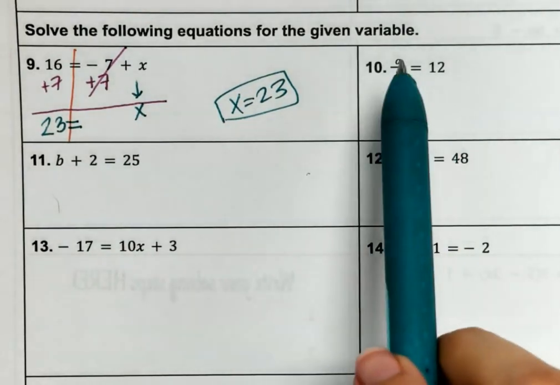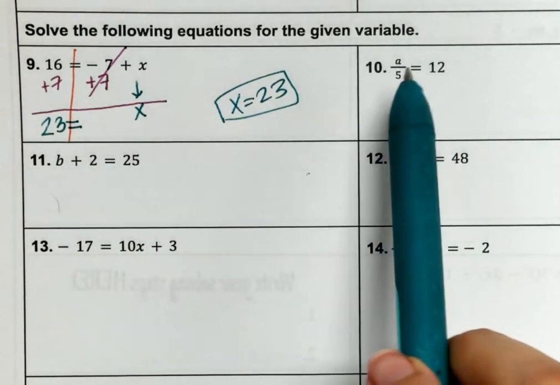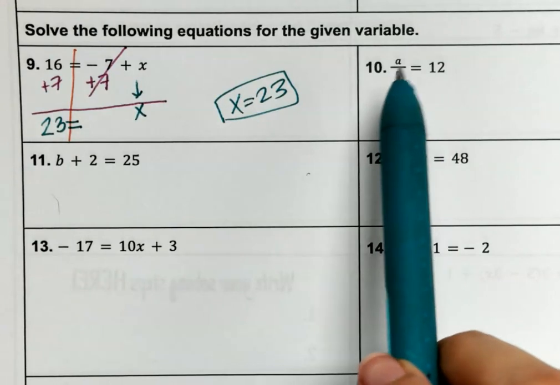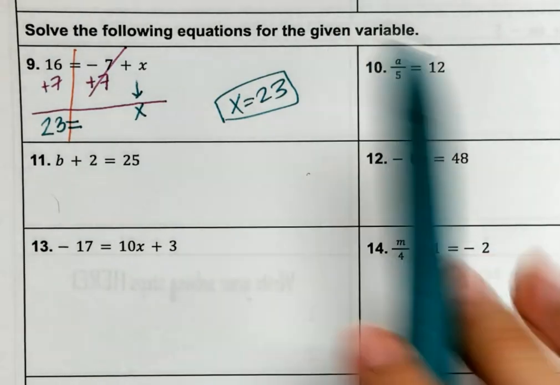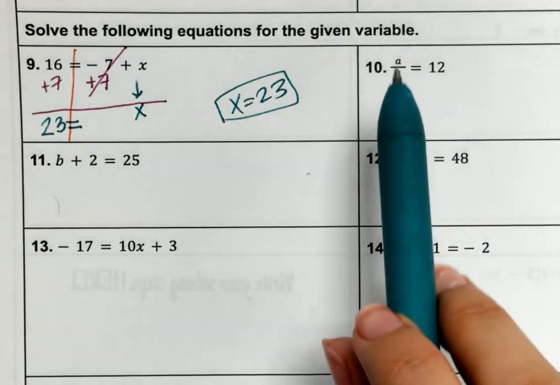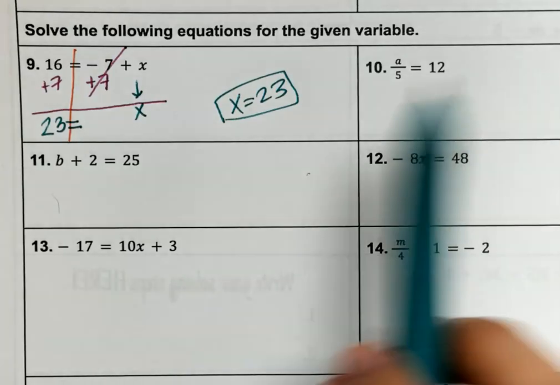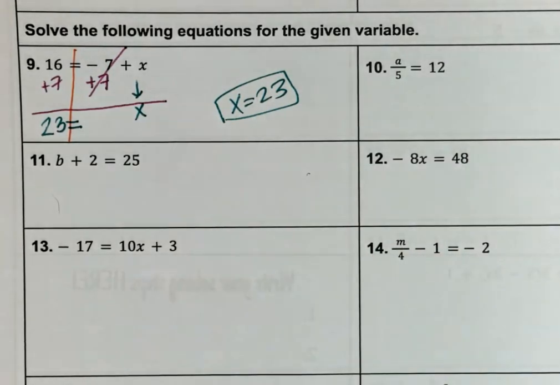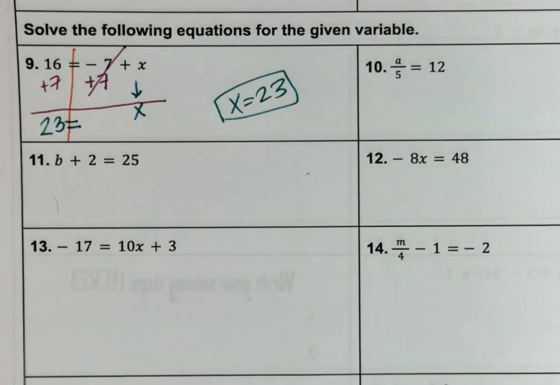For number 10, our variable is here, but remember this fraction bar means divide. Our variable is being divided by 5. Another way you can look at it is what number divided by 5 is 12. If you know your multiplication facts, you may be able to figure that out, but we're going to solve it algebraically.